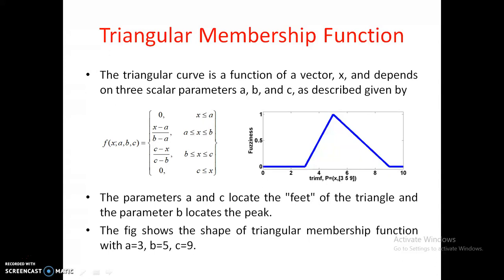So that's why in this diagram 3, 5 and 9 are the values taken for A, B and C respectively. So 3 is the foot, 9 is the other foot, and 5 is the peak. So this is the explanation for the triangular membership function. Let's move on to the trapezoidal membership function.